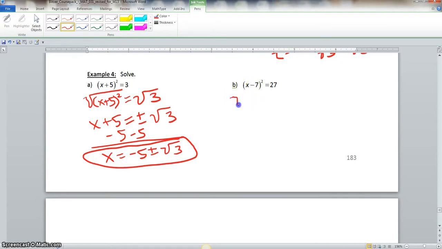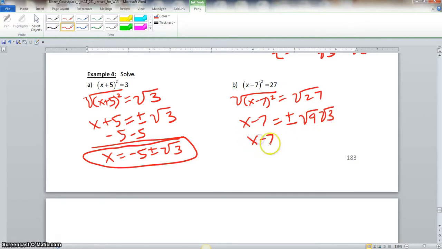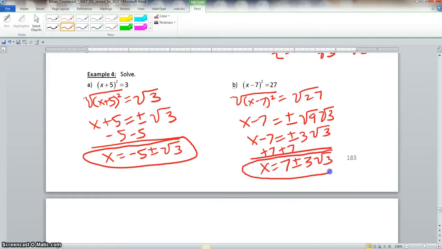It's the same thing. Take the square root of both sides. Now this will give us x minus 7 is equal to, now this is plus or minus, but we know there's a perfect square in 27, which is 9. So this will give us square root of 9 times square root of 3. So we have x minus 7 plus or minus, this would be 3 square root 3. Now we will add 7 on both sides. And x is equal to 7 plus or minus 3 root 3. And that's it.